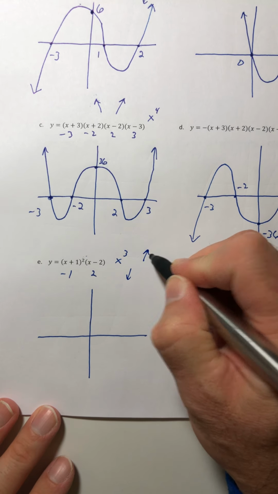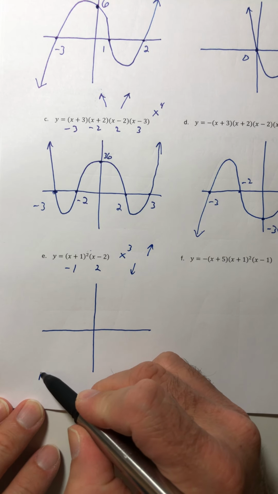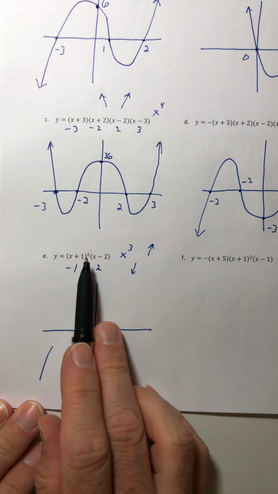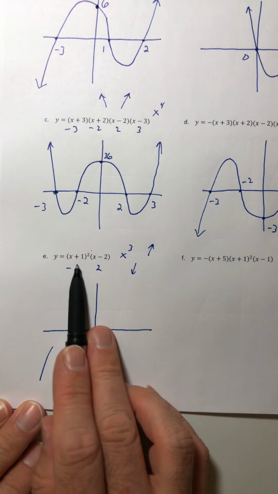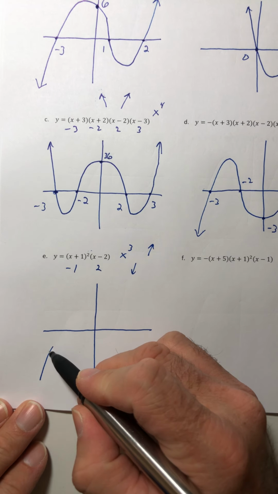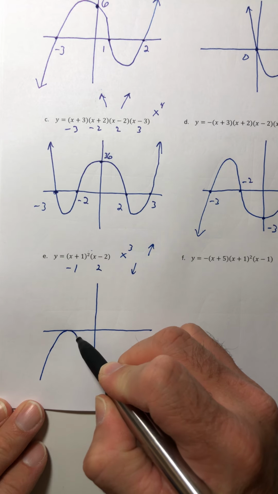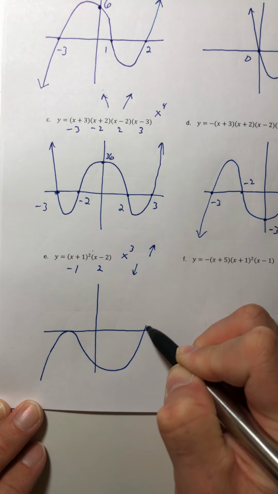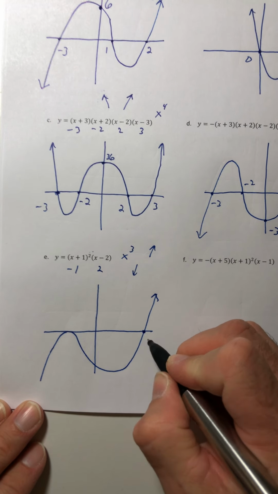So the ends are going like that. Okay, so I'm going to come from the bottom. I'm going to come up. Now, the first intercept is -1, and that's the one that has the multiplicity. So that's the intercept that's going to bounce. So it's going to come in, bounce off the -1, curve back around, and then go through the +2.